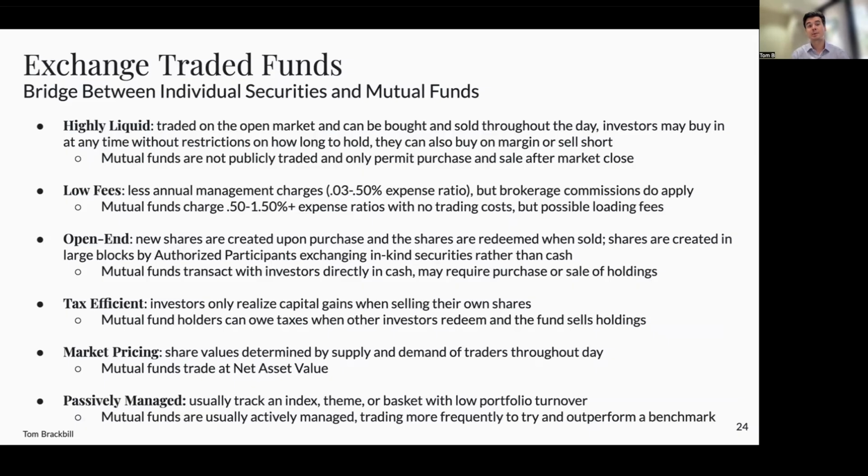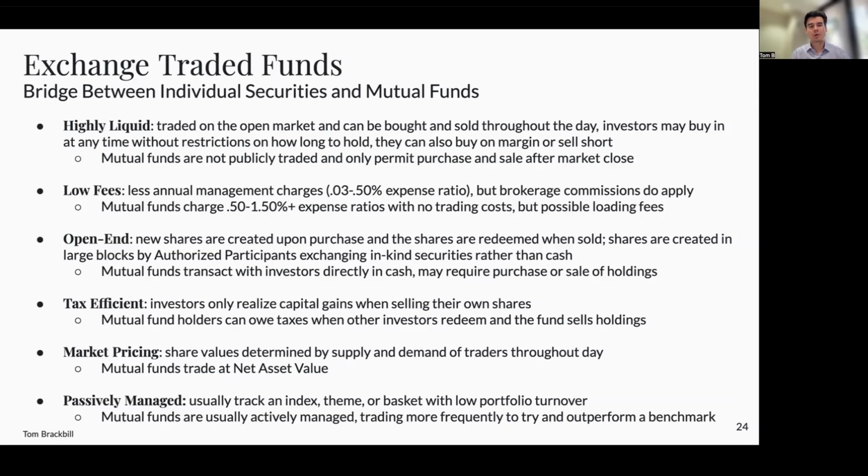ETFs are characterized by mostly low fees. There's definitely less annual management charges as far as expense ratio, but the brokerage or trading commissions do apply. Mutual funds, on the other hand, charge 50 basis points to 150 basis points in expense ratios, but without trading costs. There can also be possible loading fees, as we discussed earlier.